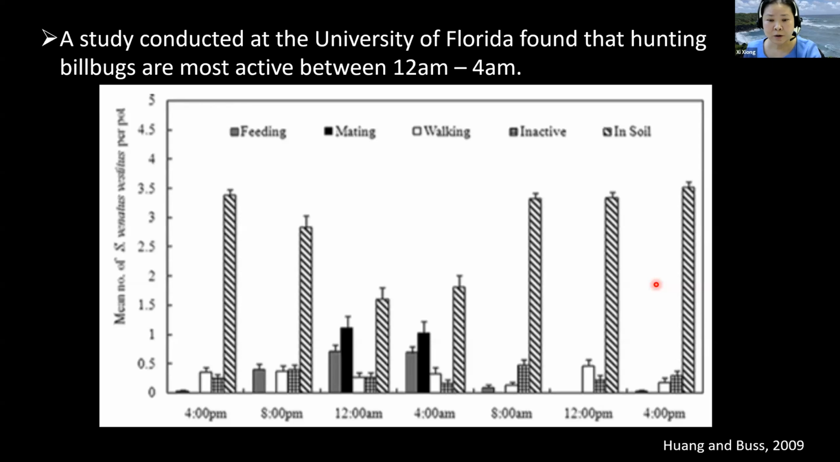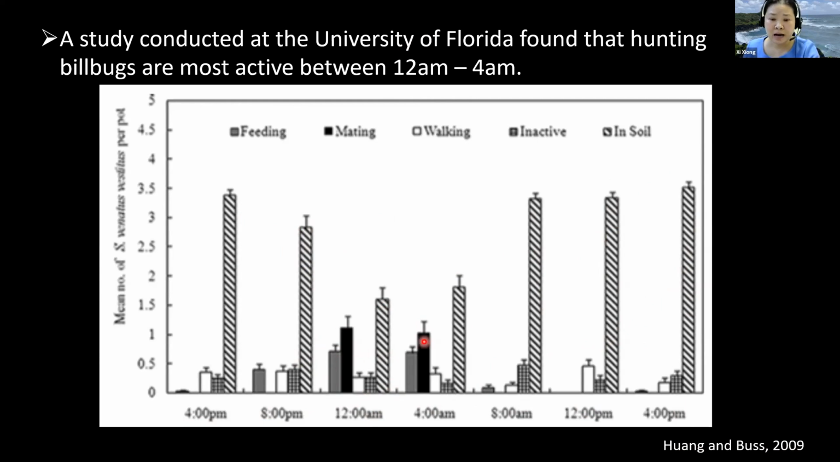And then how about the adults? The adult turned out to be nocturnal. This study published in 2009, conducted in Florida, found that the adult hunting billbugs are engaged in different activities at different times of the day. Most of the time they actually stay in the soil, those taller bars represented, except during the evening hours, when they come up to the top of the turf canopy and engage in different activity, including feeding or mating.